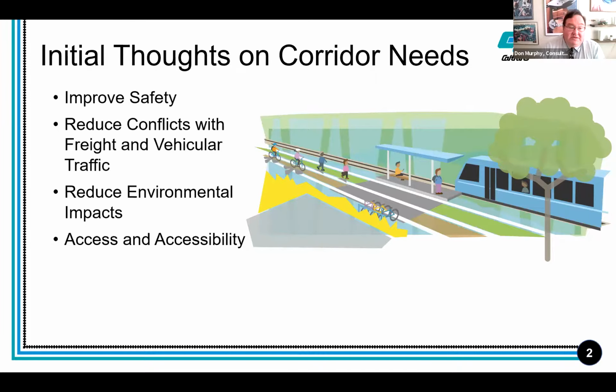So from a broad level, this led to some big picture perspectives that some of our key needs relate to improving safety, really trying to reduce conflicts between freight and vehicular traffic, particularly as it relates to pedestrians and cyclists, and the visibility issues that creates, looking at helping to reduce and monitor environmental impacts, and also working towards supporting access and accessibility needs. Next slide, please.